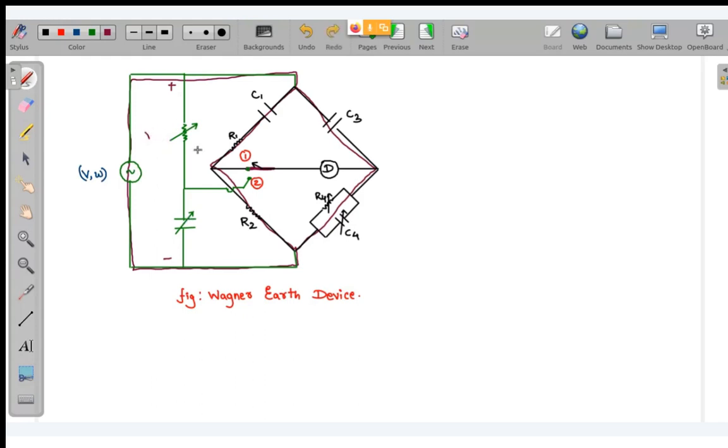Now there is one more bridge over here. What is that bridge? Look carefully. If I connect this switch over here, now you can see that this is the bridge. This is the detector. So this is your bridge. One more bridge. Just give me a second.